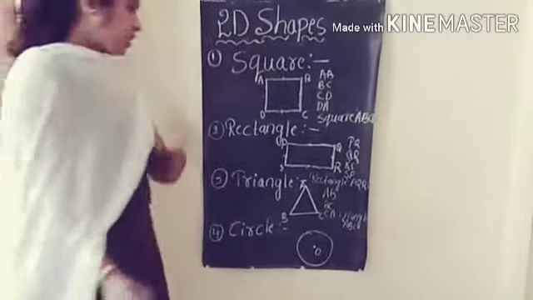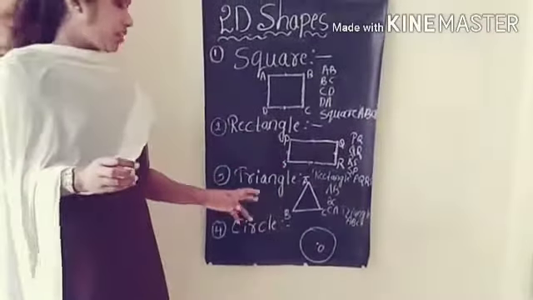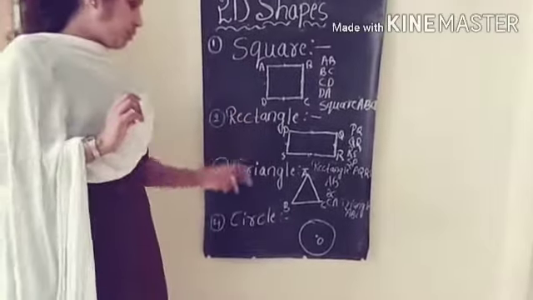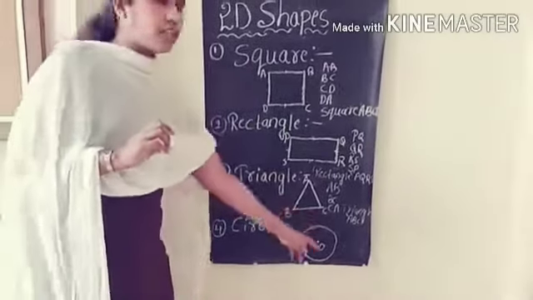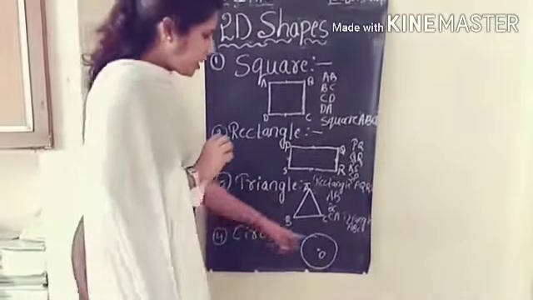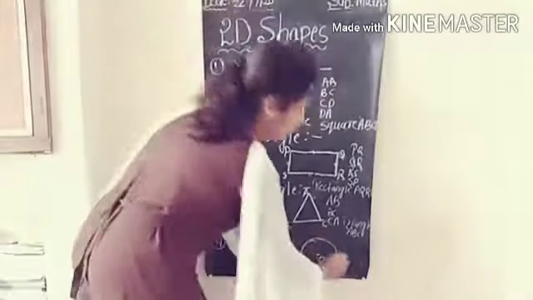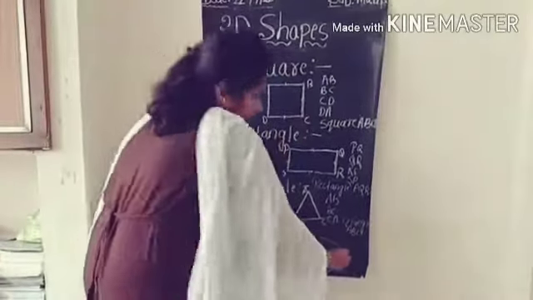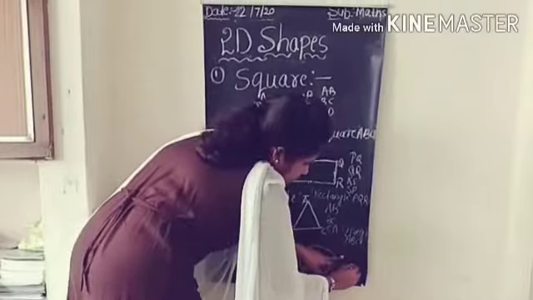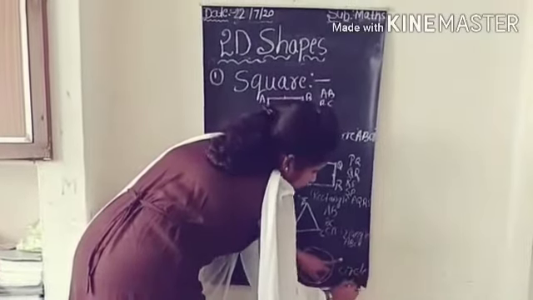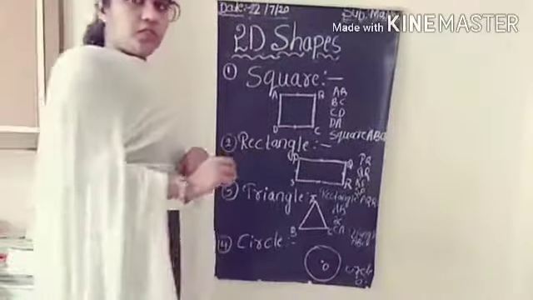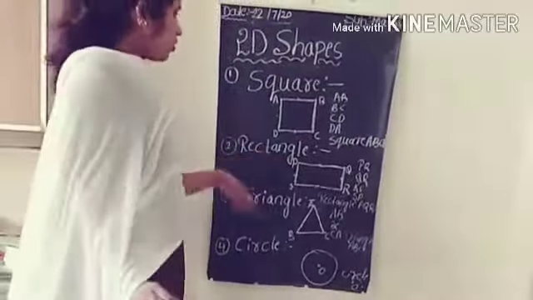Circle. A circle has no sides and no corners. We name the circle by its center point O. Circle O. Understood? These are 2D shapes.